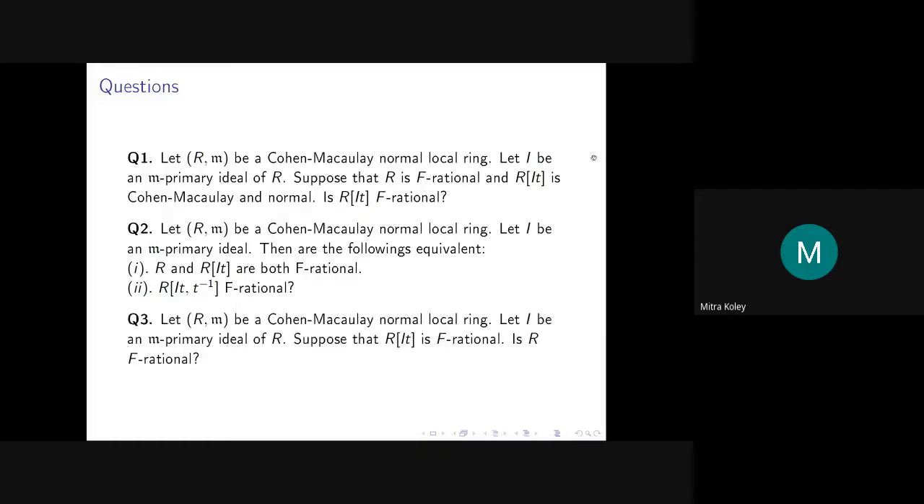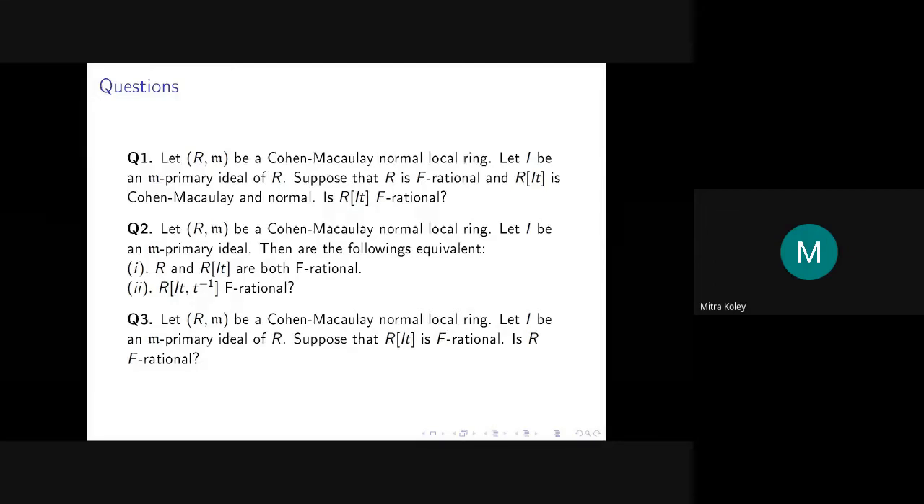The third question is sort of a converse of question 1. Let (R, m) be a Cohen-Macaulay normal local ring, and I be an m-primary ideal of R. Suppose that the Rees algebra is F-rational. Then can you say that the base ring is F-rational? So now I'll discuss all three questions and what is known regarding them.